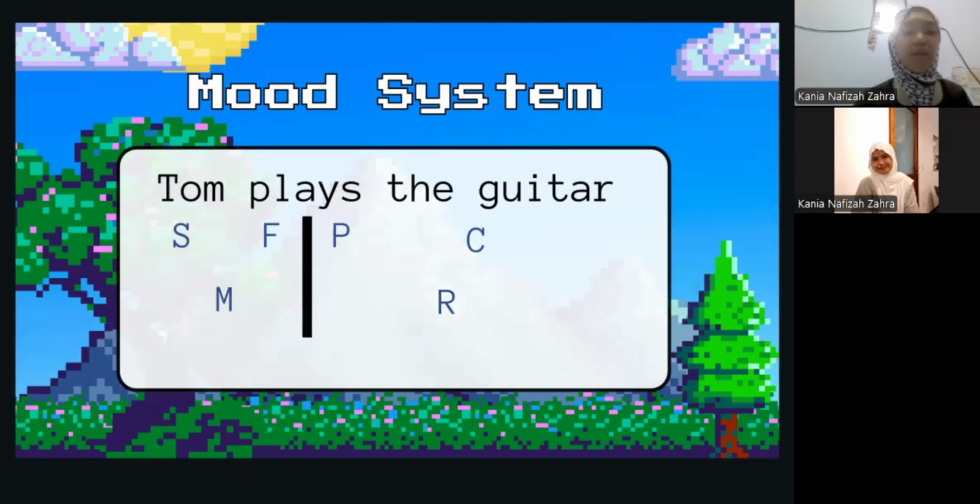And then let's break down again. Which one is the mood? Tom, play: subject and finite. The residue is plays the guitar. So yes, that's the residue.